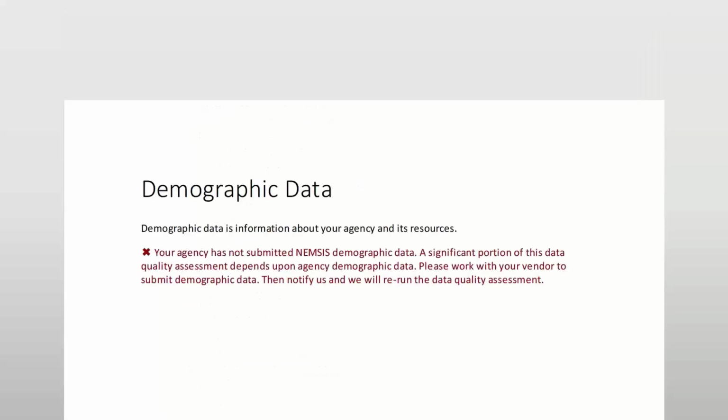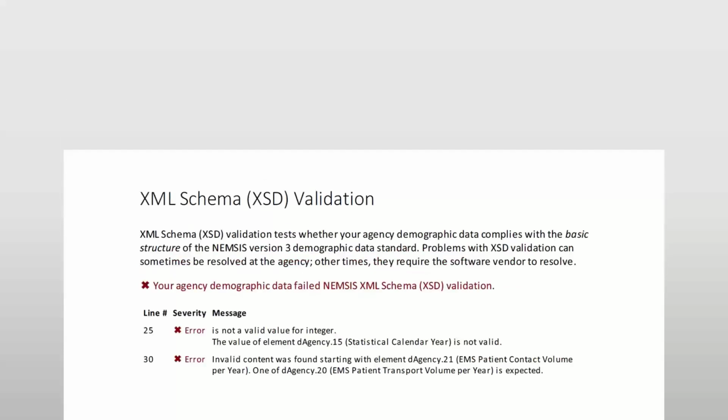In the demographic data section, some agencies will see a message like this, that your agency has not submitted NEMSIS demographic data. So if that's the case, then your number one job here on the demographic data will be to work with your vendor to submit your agency demographic data to the state. This should be submitted on a regular basis, especially whenever anything in your agency changes, like your personnel list, your vehicles, etc. If your agency has submitted demographic data, then you'll receive a lot of information in your report about the data quality of that data.